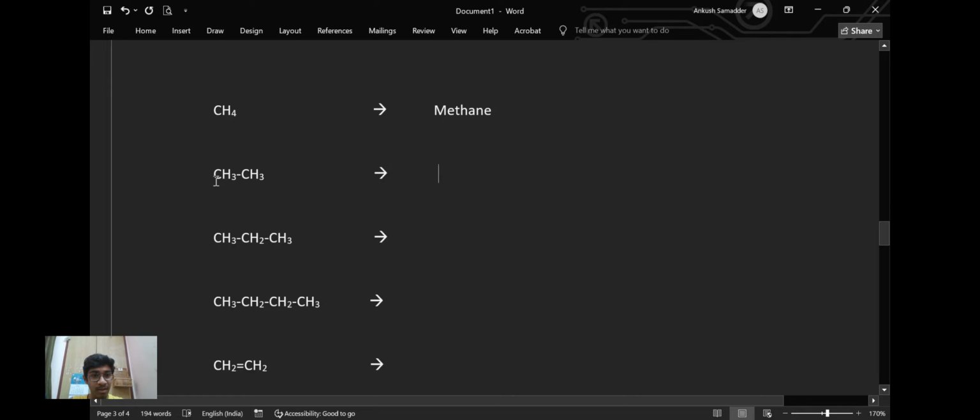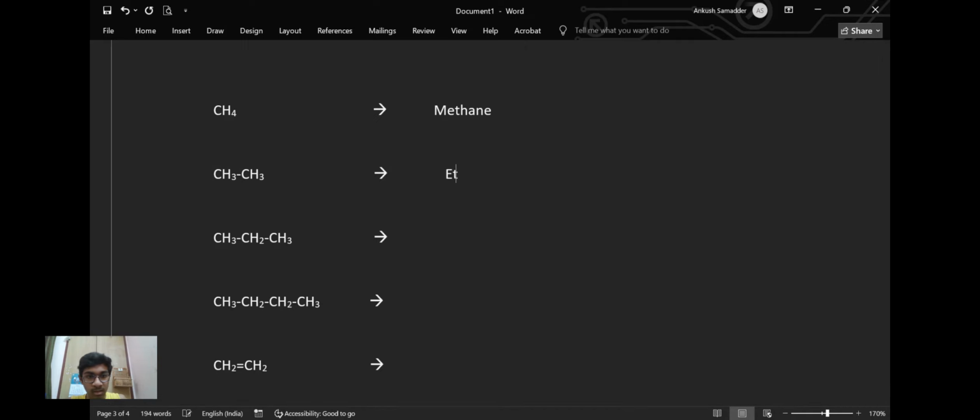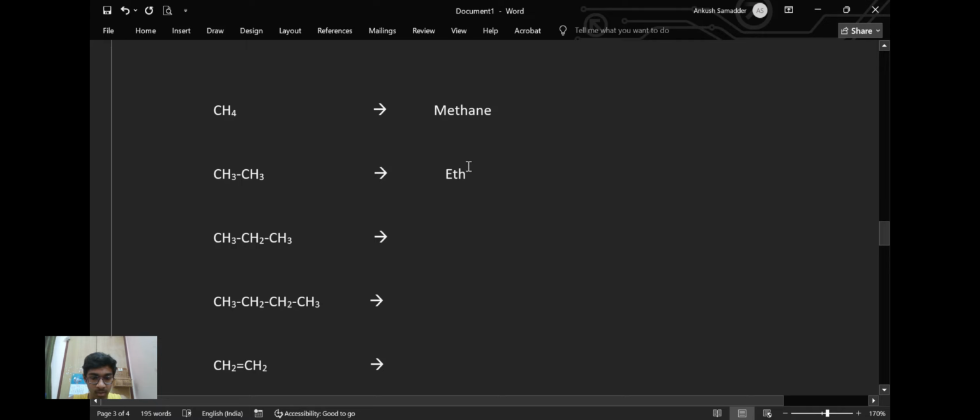And here, as you can see, two carbons are there. The longest chain is two carbons. Always find the longest carbon bond. I'm sorry, again, not carbon bond, carbon chain. Okay, you're going to find the longest carbon chain. Here two carbons are there, so it will be eth, and with a single bond, it will be ethane.